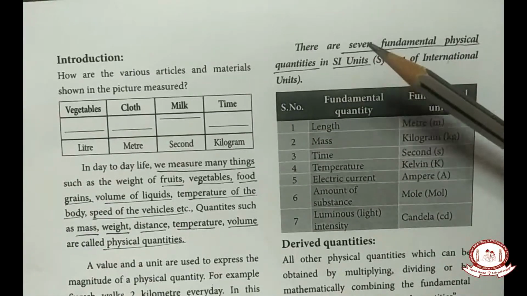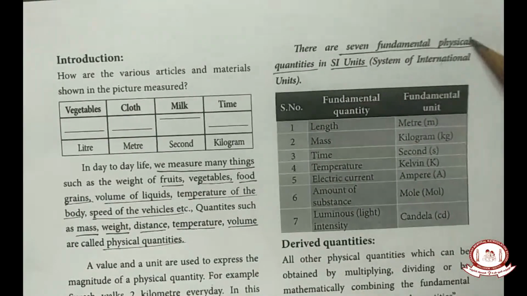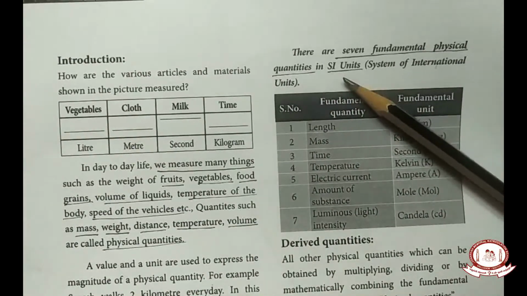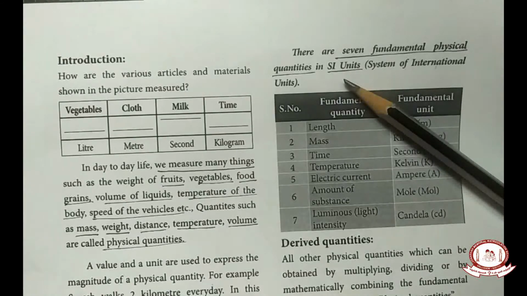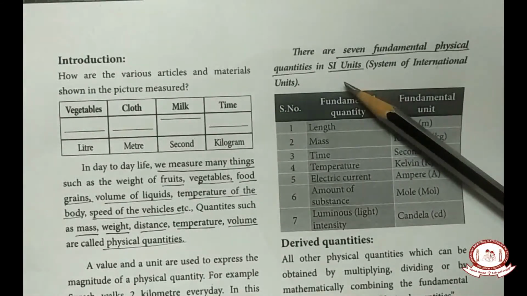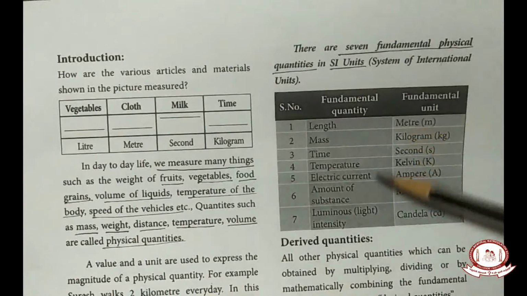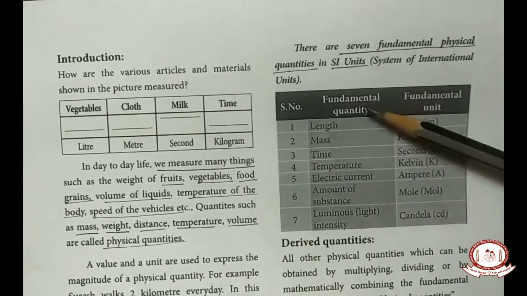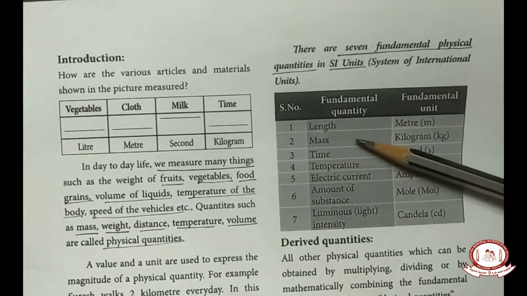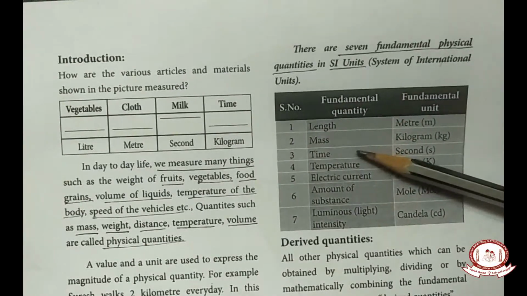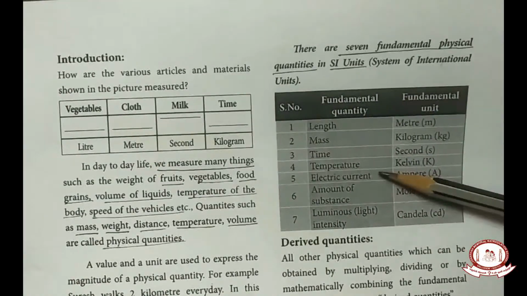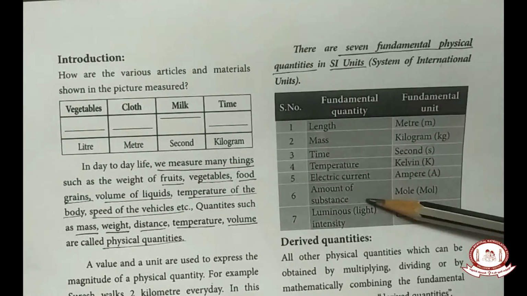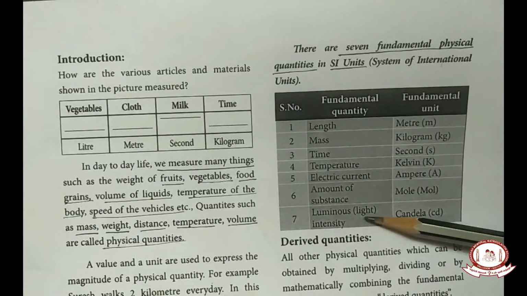Children, there are seven fundamental physical quantities in SI units. What are they? They are mentioned in this table. Shall we read one by one, children? Length, mass, time, temperature, electric current, amount of substance and luminous intensity.